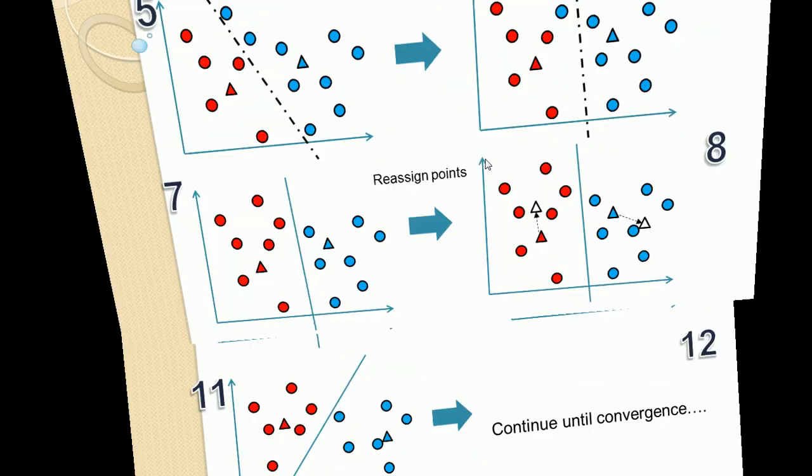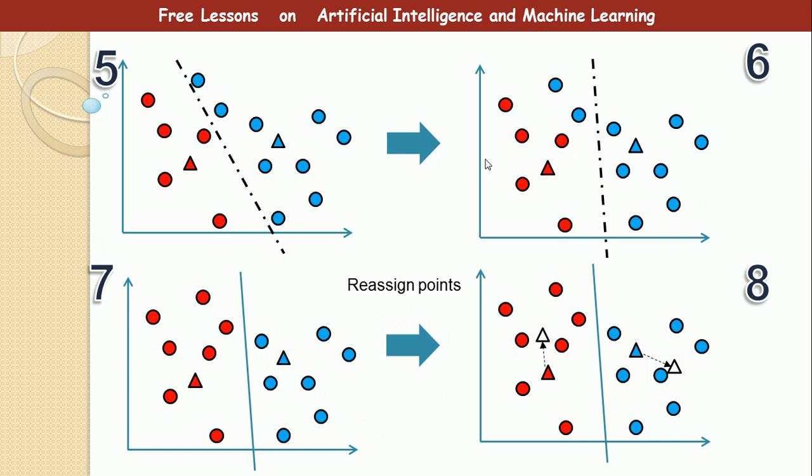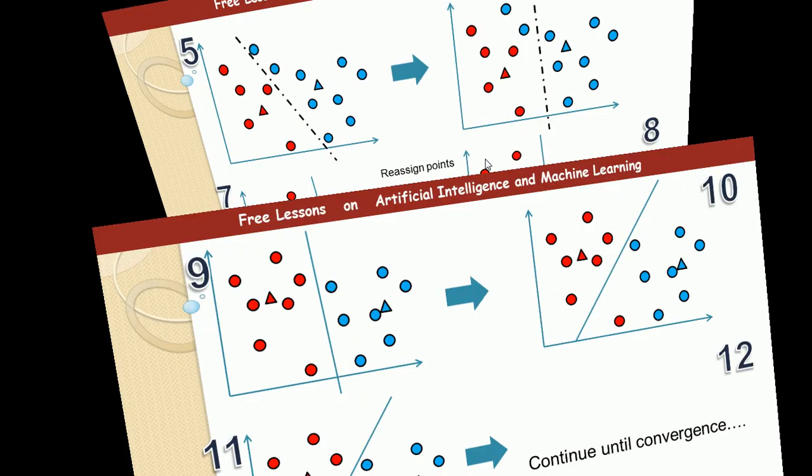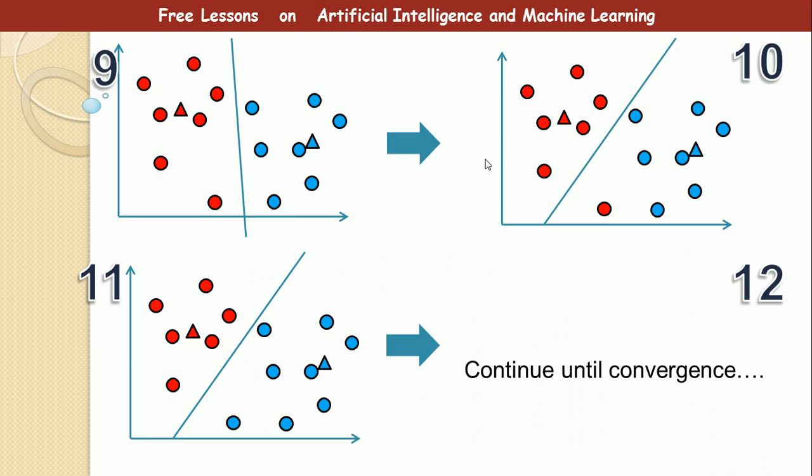What I can tell you to do is try to follow it one step after the next, because there are 12 steps here, and in step 12, that is when we reach convergence. So this is actually how K-means clustering works.